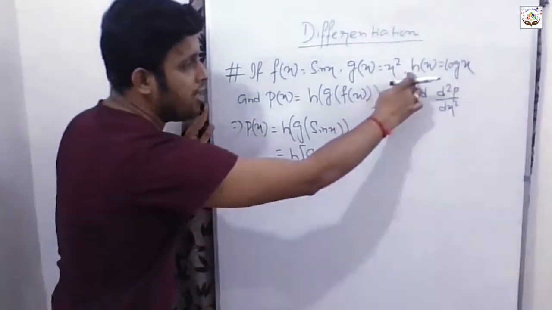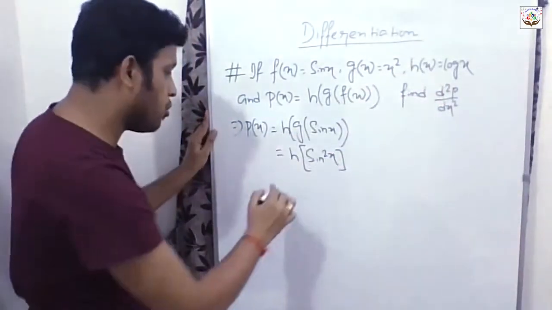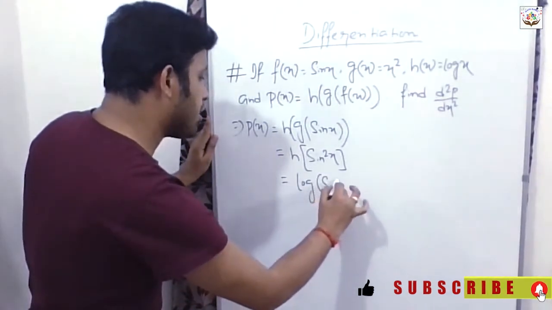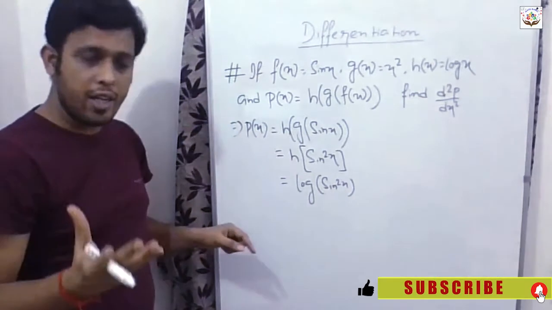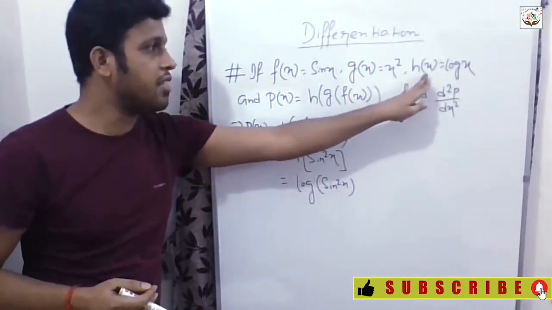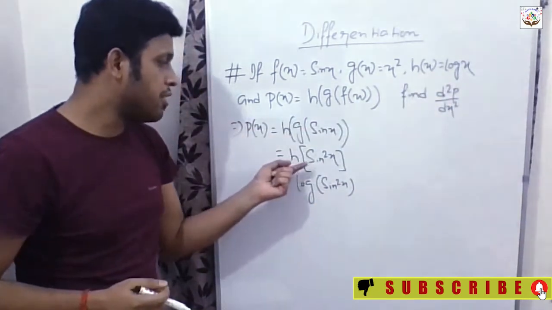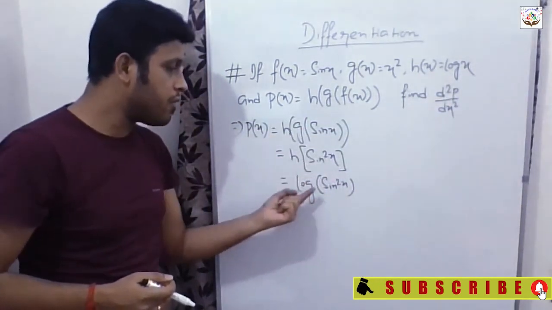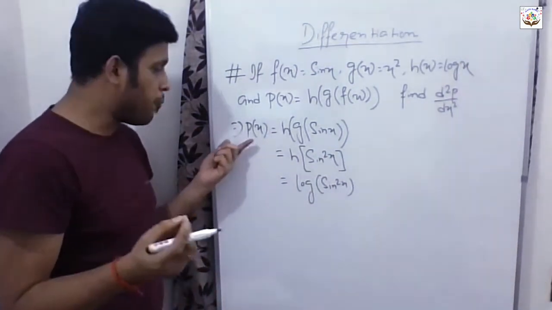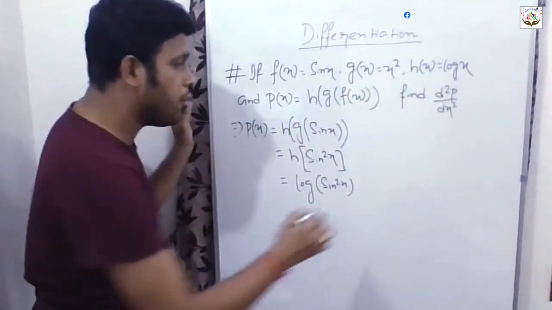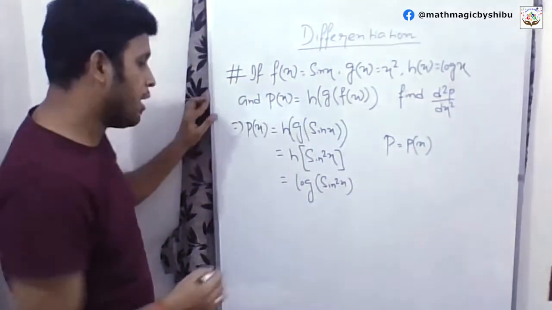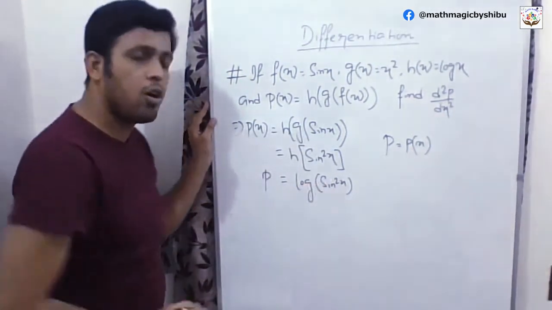We know h of x equals log x. So h of sin square x will be log of sin square x. What I did, I have just replaced x by sin square x. So if h(x) equals log x, then h of sin square x equals log of sin square x, right? Now we have got the p function. p equals p of x, you need to consider. So p equals log of sin square x.